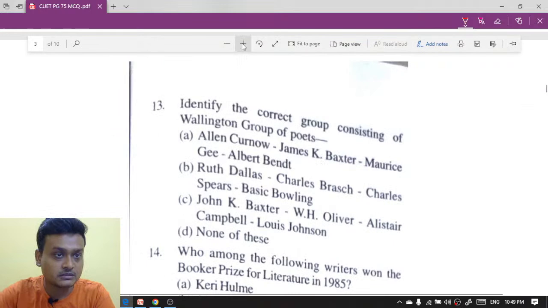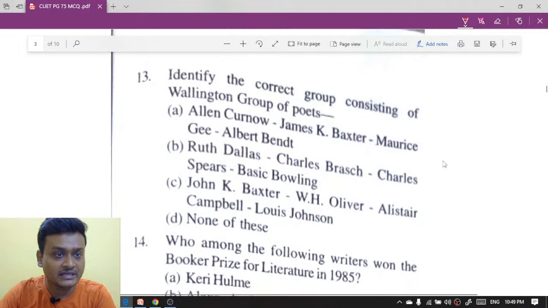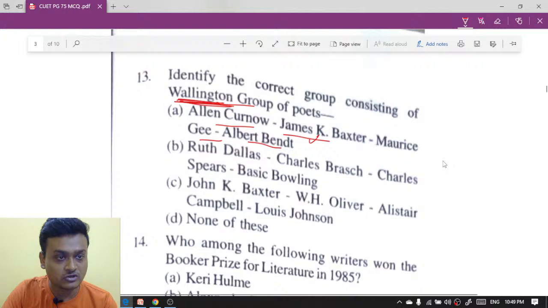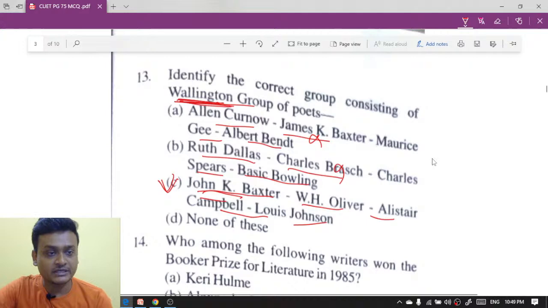Now identify the correct group consisting of the Wellington group of poets. They are actually from New Zealand literature. Option C is the right option: John K. Baxter, W.H. Oliver, Alistair Campbell, and Louis Johnson. These poets are part of the Wellington group of poets, and it is part of New Zealand literature.